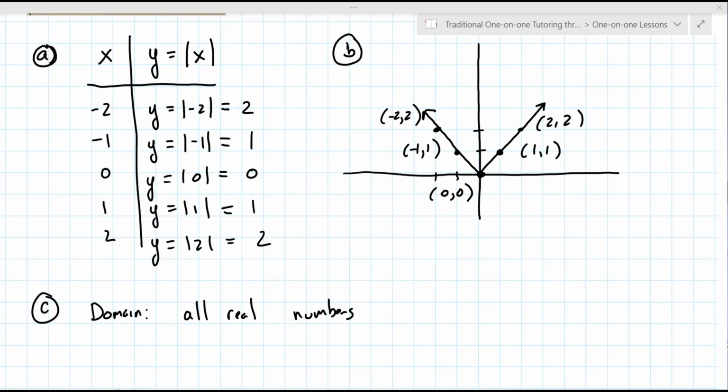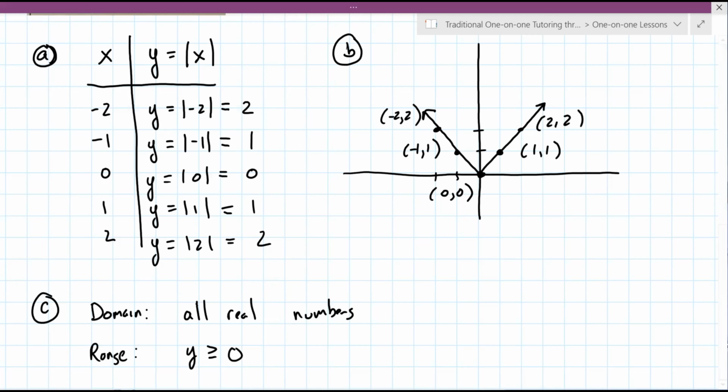Okay, and then the next one, the range. It's just like the last one. It's Y greater than or equal to 0. Okay, so do you have all that down? Because we're gonna move on to the linear parent function. Yeah, I already have all of it down. Great.